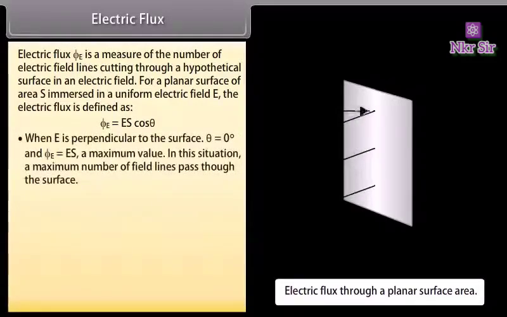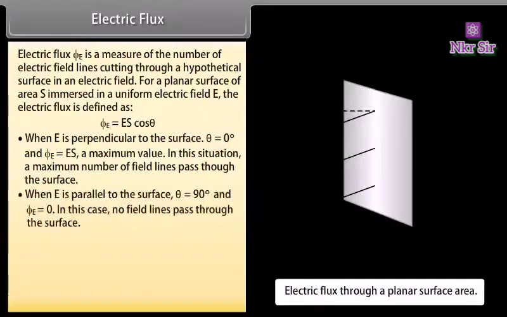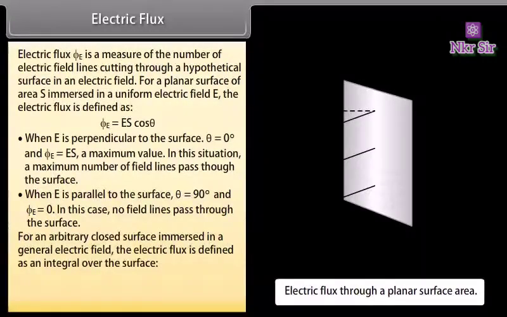When E is perpendicular to the surface, theta is equal to 0 degree and phi E is equal to ES, a maximum value. In this situation, a maximum number of field lines pass through the surface. When E is parallel to the surface, theta is equal to 90 degree and phi E is equal to 0. In this case, no field lines pass through the surface. For an arbitrary closed surface immersed in a general electric field, the electric flux is defined as an integral over the surface of E cos theta. The SI unit of electric flux is Newton meter square per Coulomb.